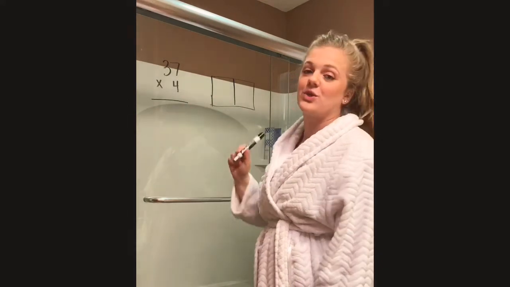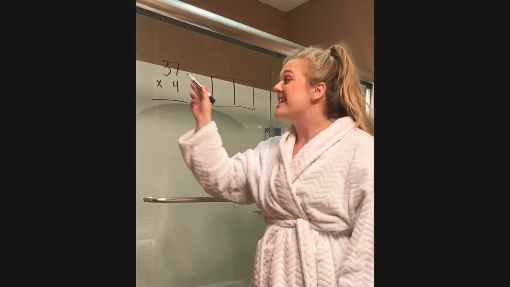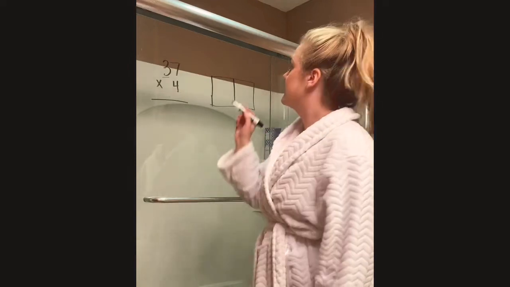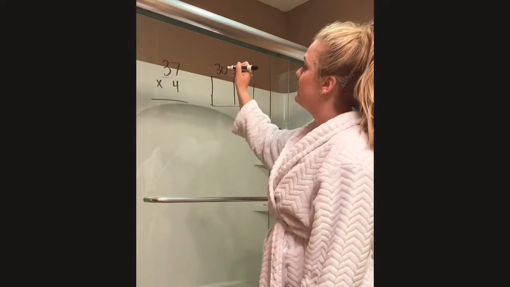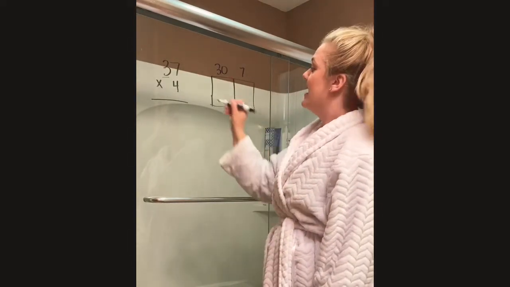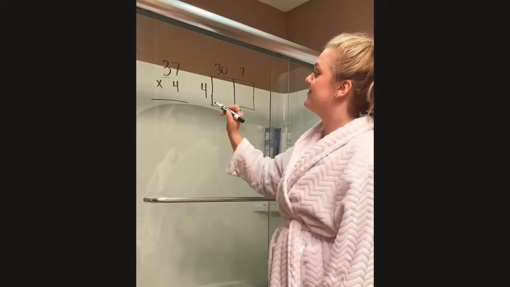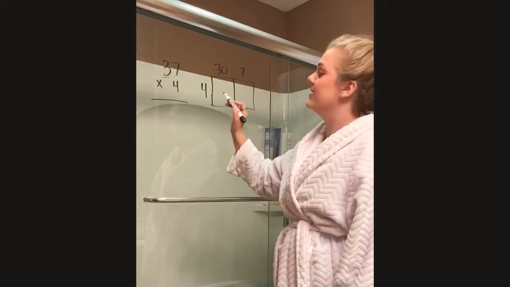Okay, our number is 37. And we know that when we're multiplying 37 times 4, we're taking 7 times 4 and 30 times 4. So we're going to get the expanded form of 37 on top and then our 4 on the side. Okay, then we'll start by multiplying to find the area of this square.